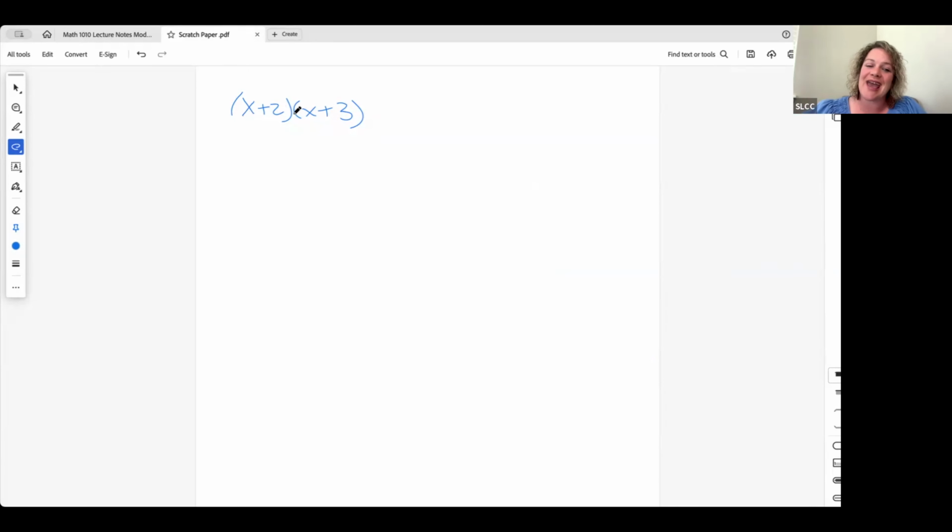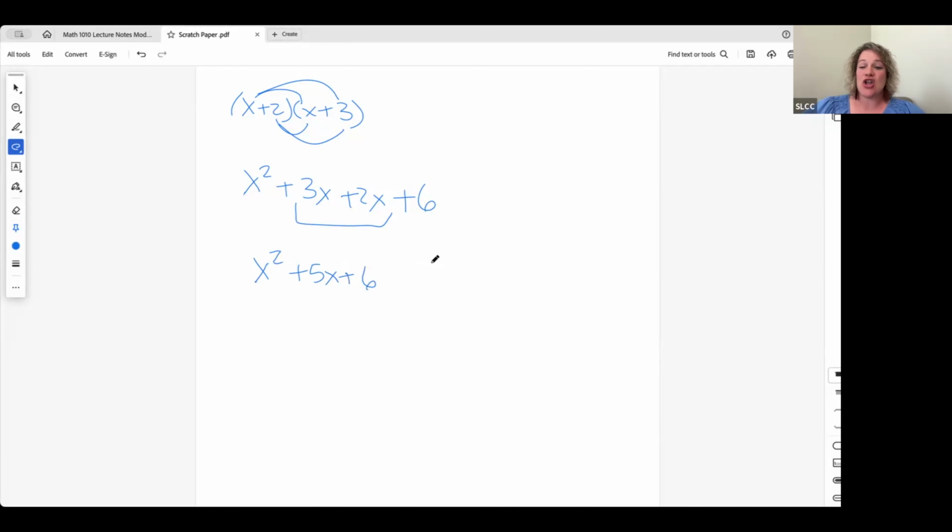When I'm asked to multiply x plus 2 times x plus 3, I multiply the x through. So that gives me x times x, x squared, plus 3 times x, 3x. Then I distribute the 2, plus 2x. Then I distribute the 2 times 3, plus 6. Then you'll combine the like terms and have your trinomial, x squared plus 5x plus 6. Notice the 6 came from multiplying 2 times 3, and the 5 came from adding 3 plus 2.